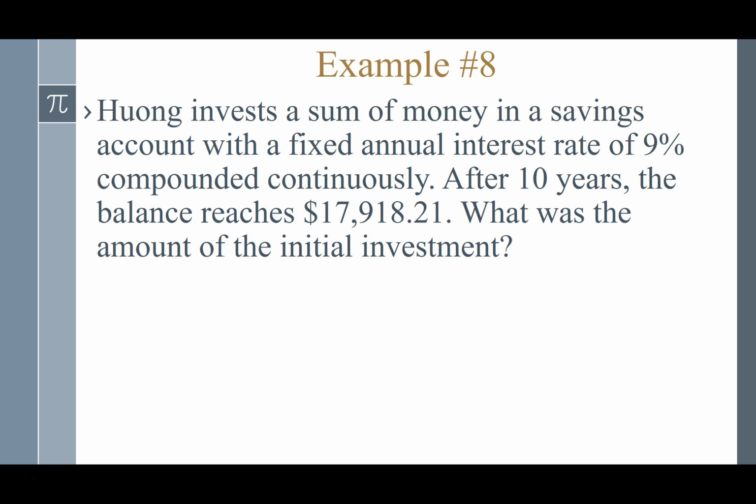So our 17,918.21 is our final amount. We don't know the initial investment. Sorry, that's P not A. It's e to the 10 times 0.09. Well, this e raised to the power of 10 times 0.09 is some number. If I want to solve for P, I always divide by the number it's multiplying with. So I would just divide by e to the 10 times 0.09. And that's all we're going to type into our calculator.